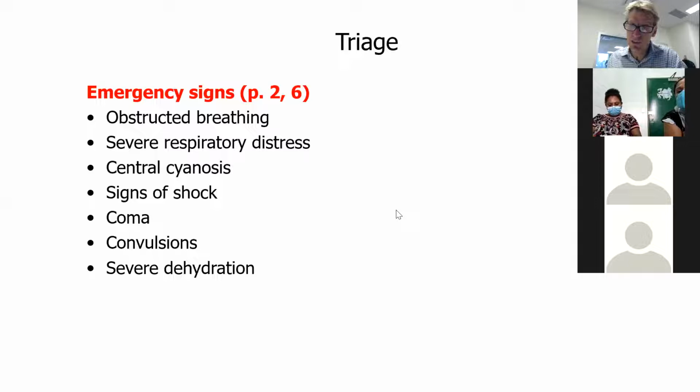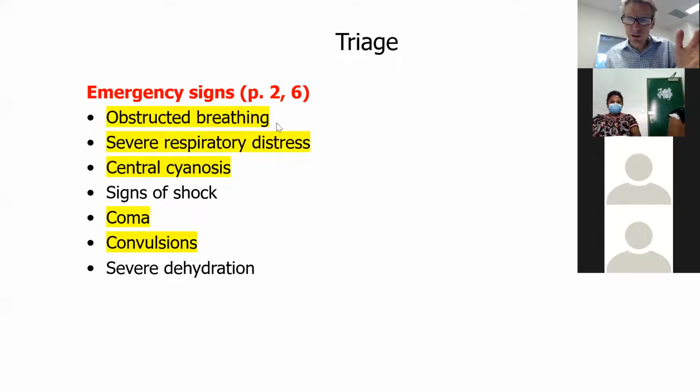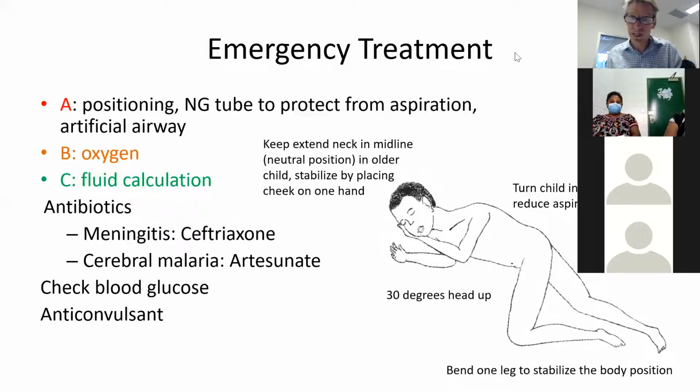So this child's got quite a lot of emergency signs, and you need to know how to manage this child urgently, isn't it? If you see emergency signs, you have to stop what you're doing and give emergency treatment, all right? So these are the emergency signs this child had: obstructed breathing, severe respiratory distress, central cyanosis, coma, and convulsions. You need to stop what you're doing and give emergency treatment for those signs.